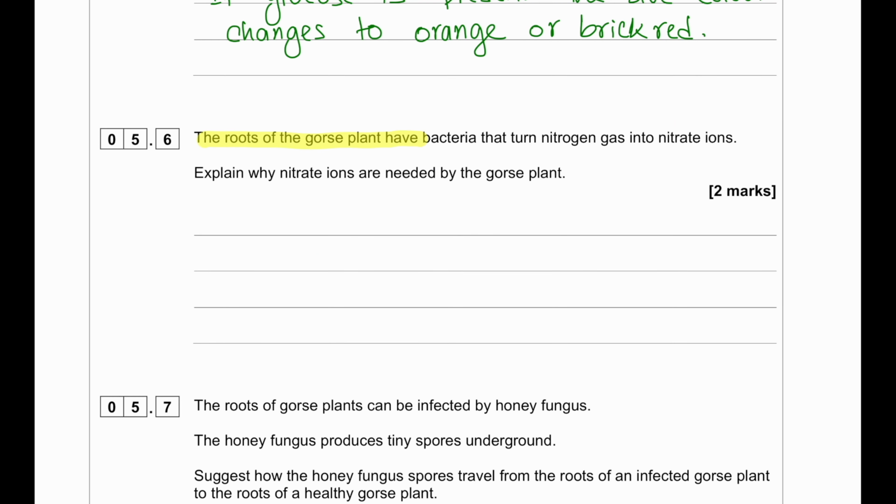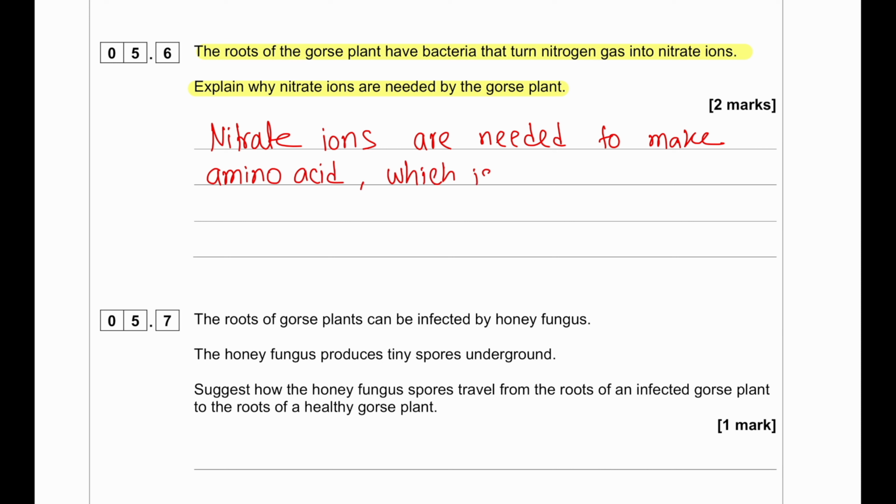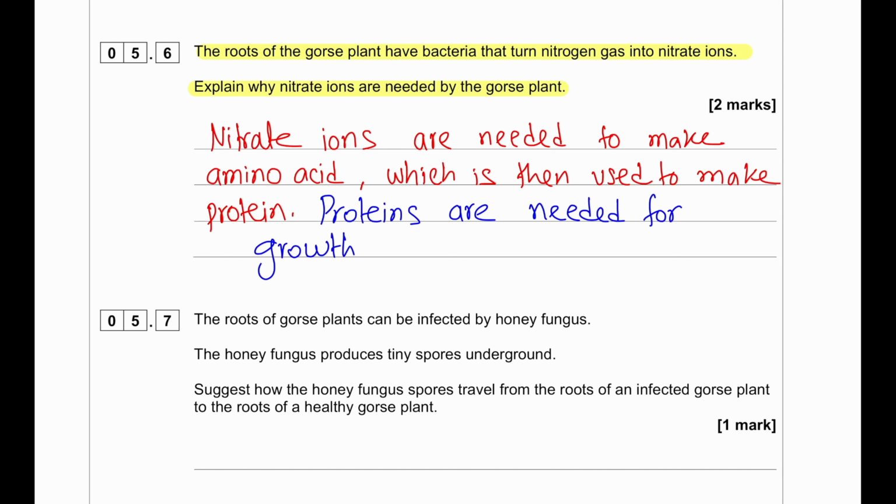The roots of the gorse plant have bacteria that turn nitrogen into nitrate ions. Explain why nitrate ions are needed by the gorse plant. Nitrate ions are mainly needed for making amino acids, which are then needed to make proteins. The proteins are needed for growth, and the proteins are also enzymes, and proteins are needed for making new cells within the plant.